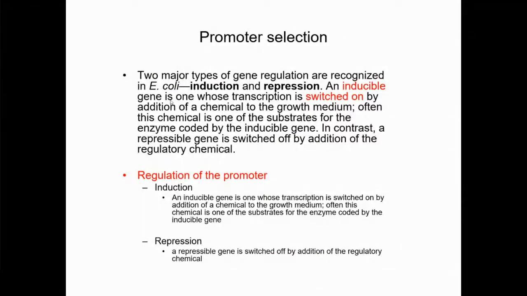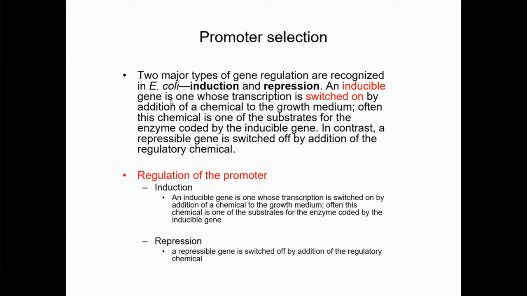And for the promoter selection, we have two major types of gene regulation recognized in E. coli: induction and repression. An inducible gene is one whose transcription is switched on by the addition of a chemical to the growth media. Inducible promoter means the transcription can be switched on when you add a chemical to the growth media.